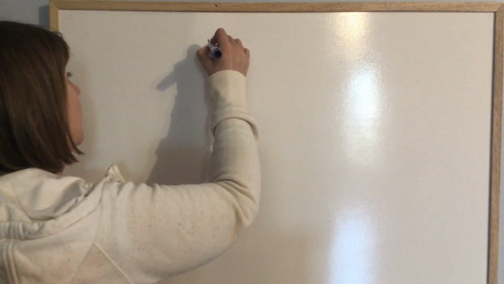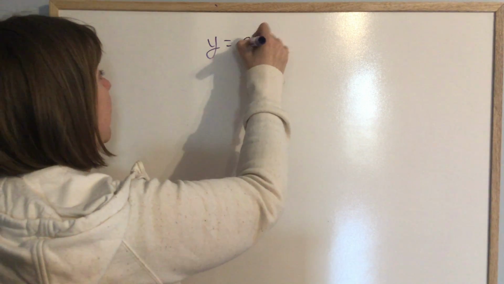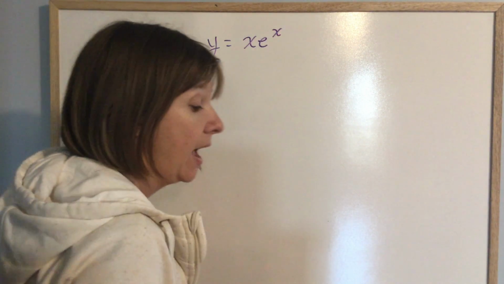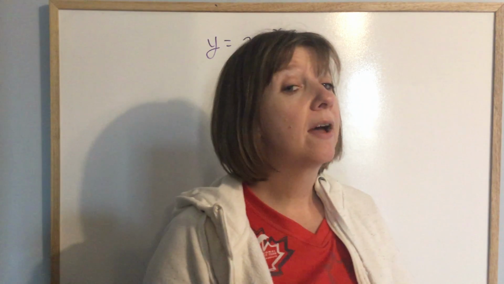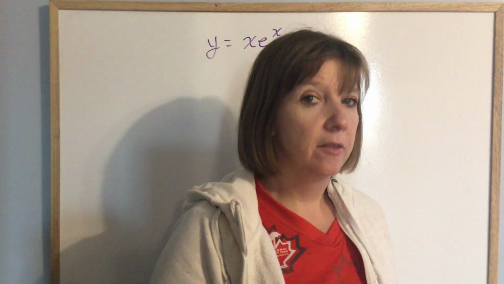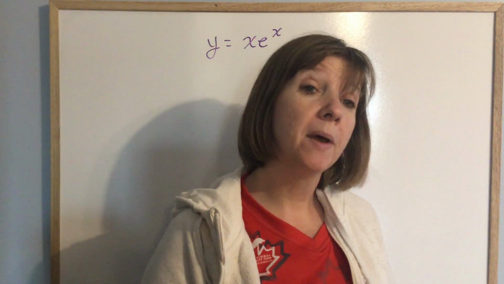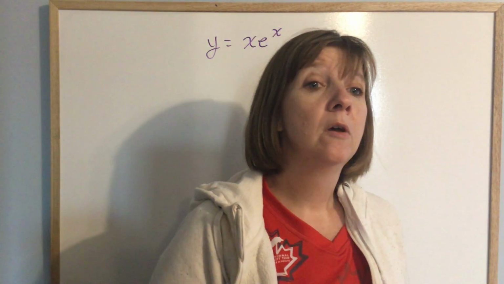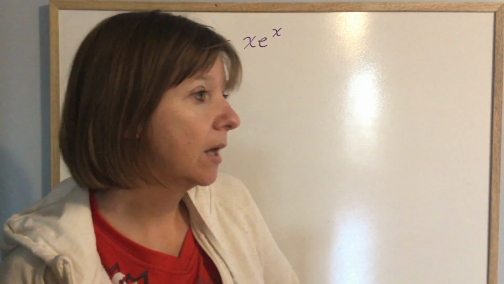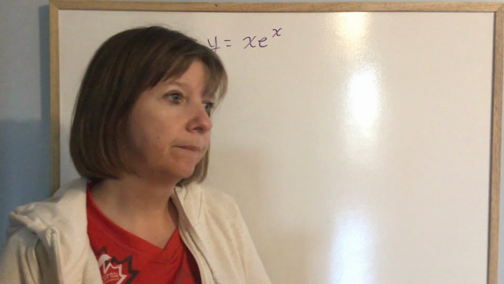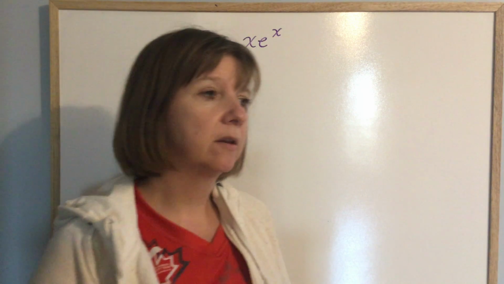So example number 4 gives us y is equal to x e to the x, and it wants us to graph this. This goes back to what you just finished doing on your test: finding local maximums, local minimums, finding any limits, finding any intercepts. All of that comes into play.